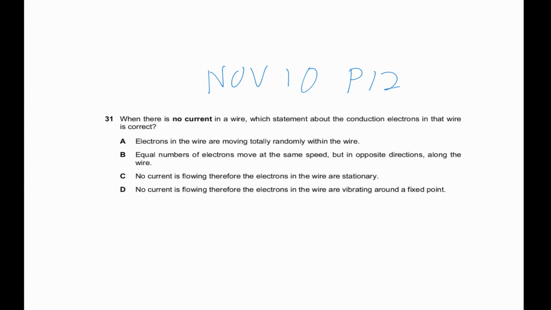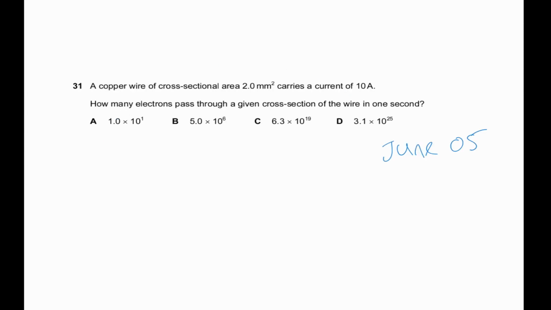Okay, so when there's no current, it means that the electrons are moving how? Wrong. They are moving randomly. Totally randomly within the wires. Only when you apply a PD, right, they will drift in one direction, but they cannot be stationary because this is a sea of delocalized electrons which move about the whole metal. Understand or not? So it doesn't vibrate, it isn't stationary. It must move about randomly.